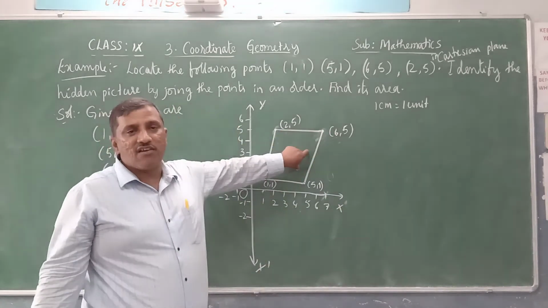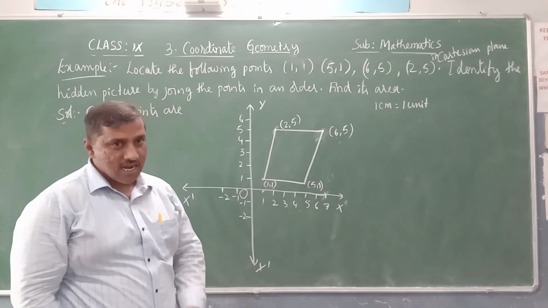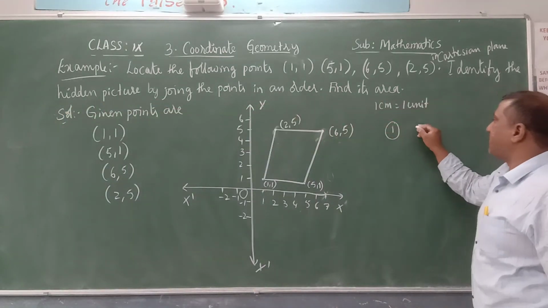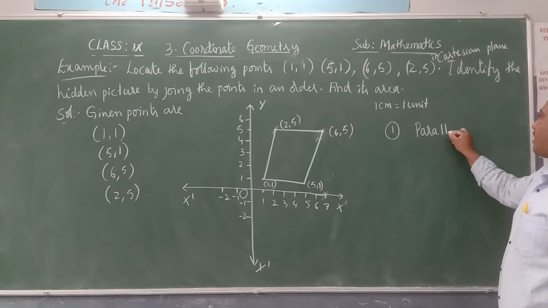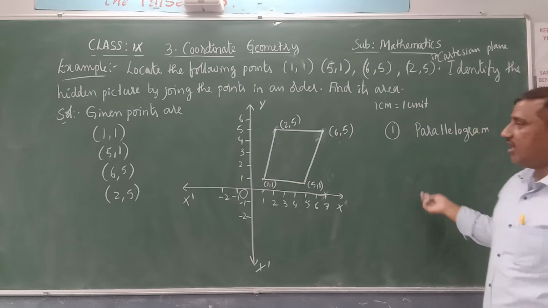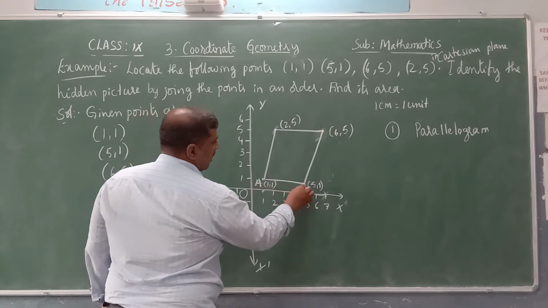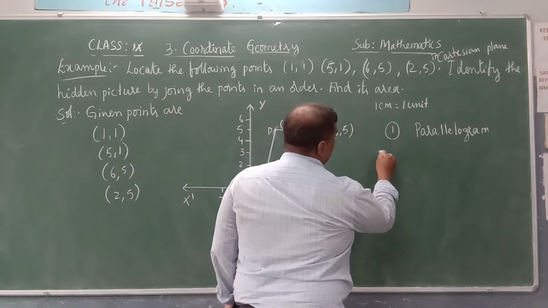Definitely, if you take graph paper, you will get the correct parallelogram shape, and you can write it. So, what is the shape here? The picture is a parallelogram, and you need to find its area. Give some names to these points: A, B, C, and D. You have to find its area also.